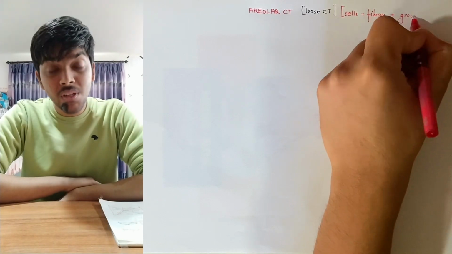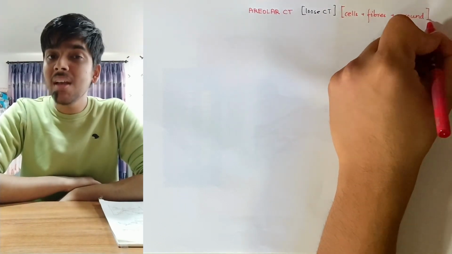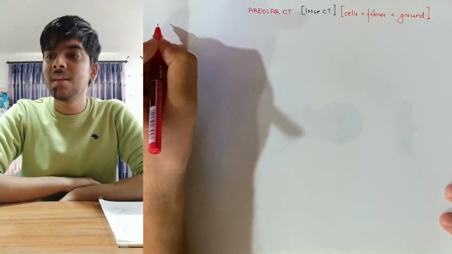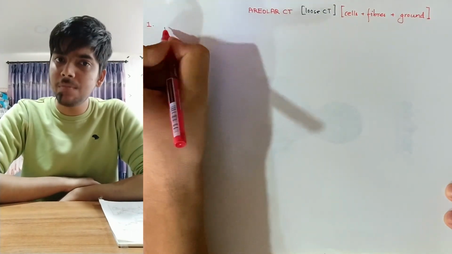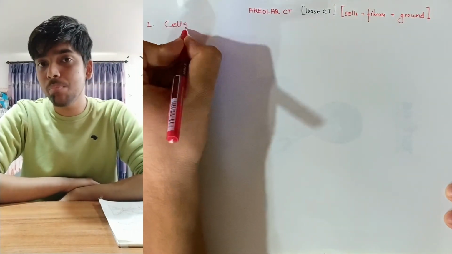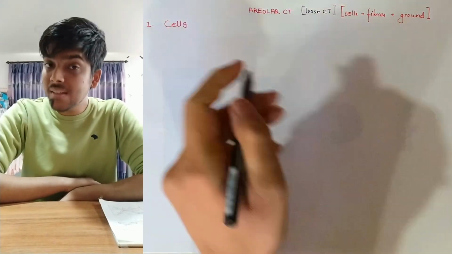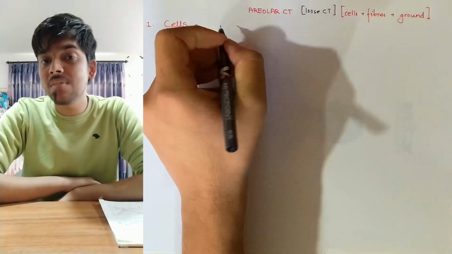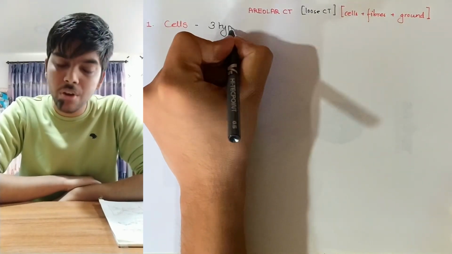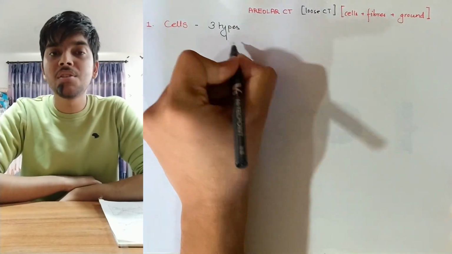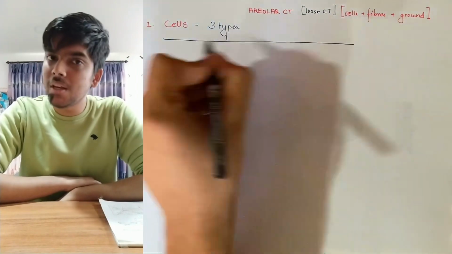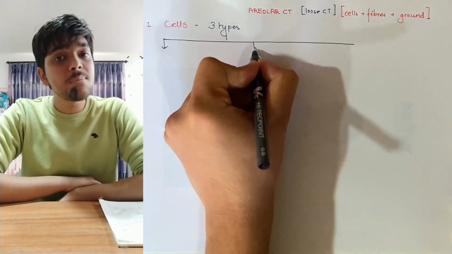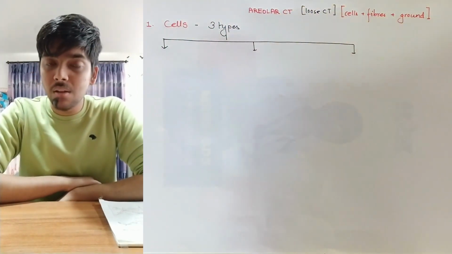But first and foremost, areolar connective tissue is a connective tissue proper. That is, it contains all the typical features that a connective tissue is supposed to have. That means it has cells, fibers, and these cells and fibers are lying on a ground or matrix. First, let's look at the cells found in areolar connective tissue. There are three types of cells found in areolar connective tissue.